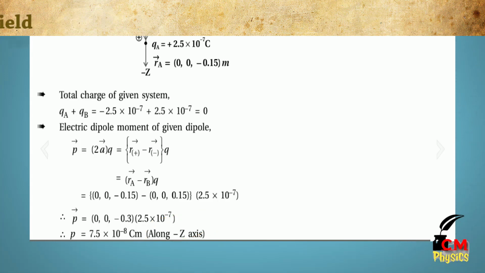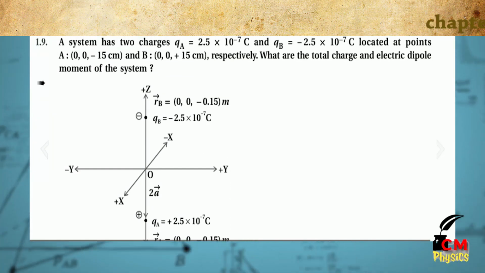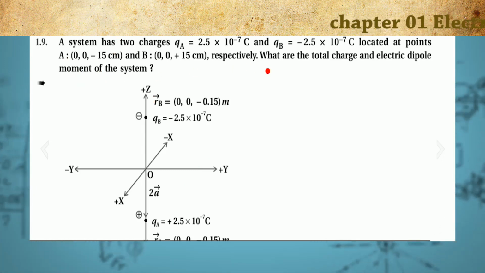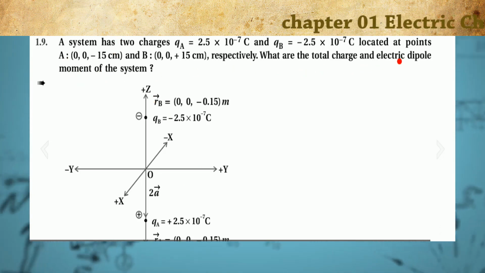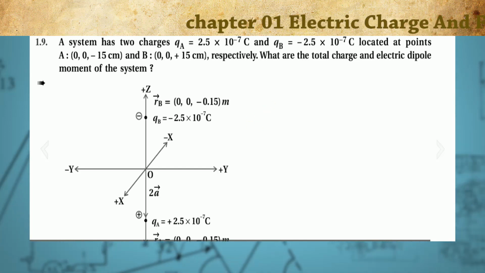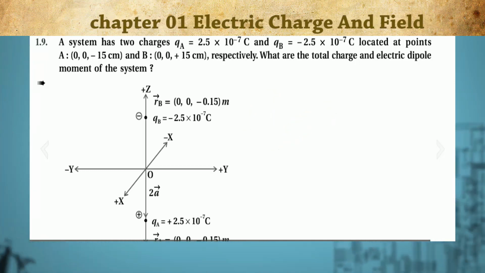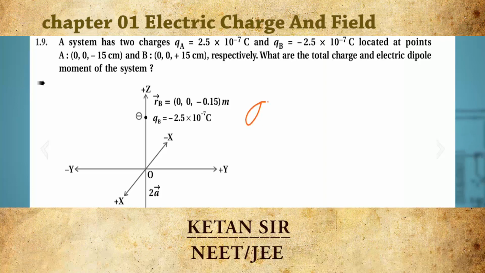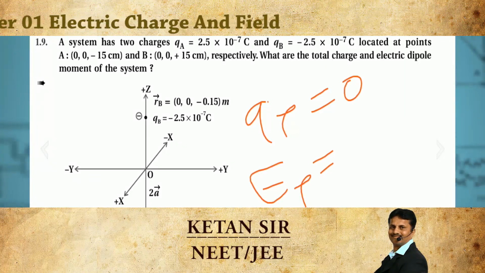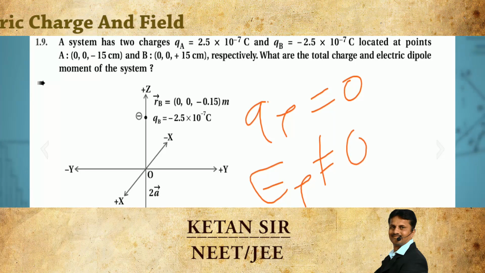Very simple question, there is no twist, nothing. Just play with the coordinate geometry. Some locations are given, and the total charge on the dipole is always 0. Remember one extra thing: Q total on the dipole is always 0, but the total electric field will never be 0, which we proved in some other questions.